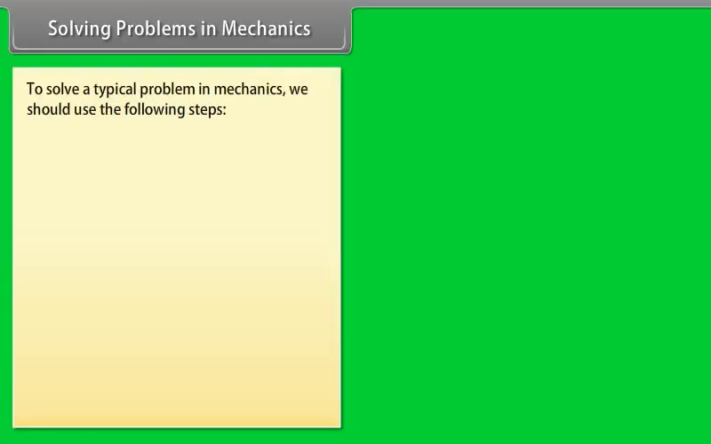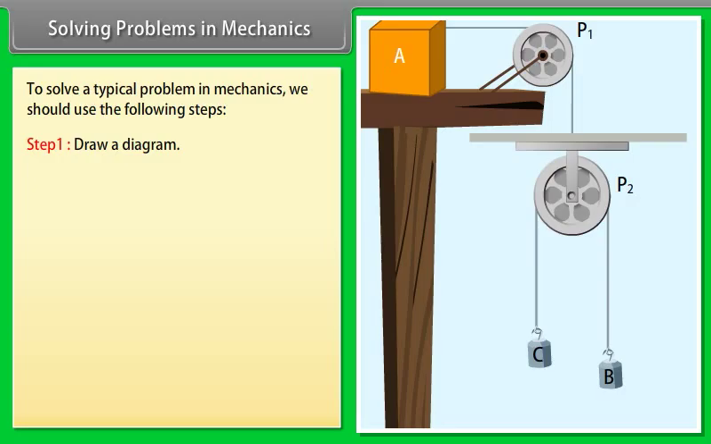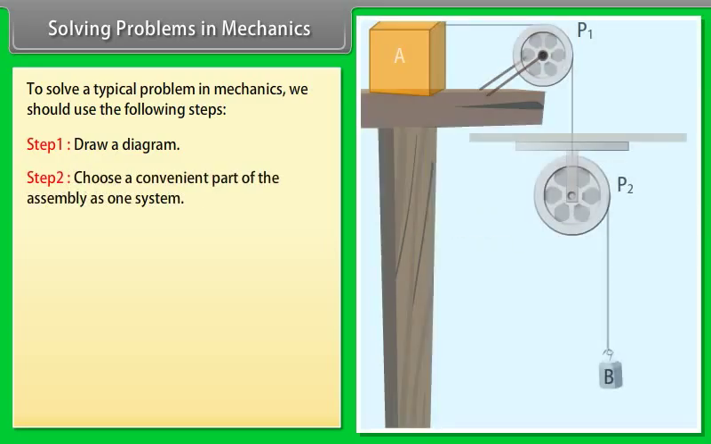Solving problems in mechanics. To solve a typical problem in mechanics, we should use the following steps. Step 1. Draw a diagram. Step 2. Choose a convenient part of the assembly as one system.